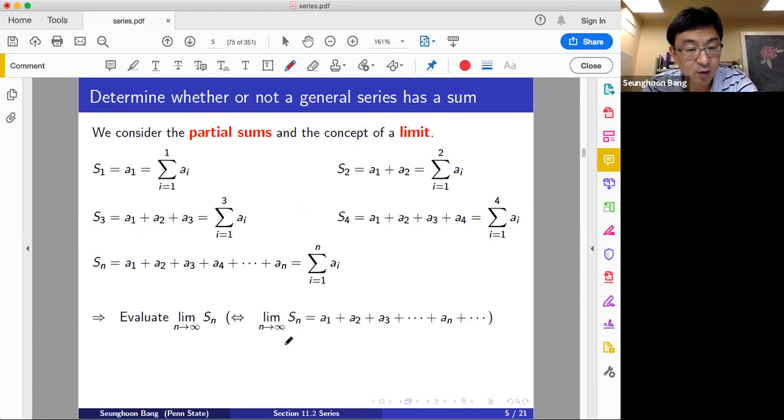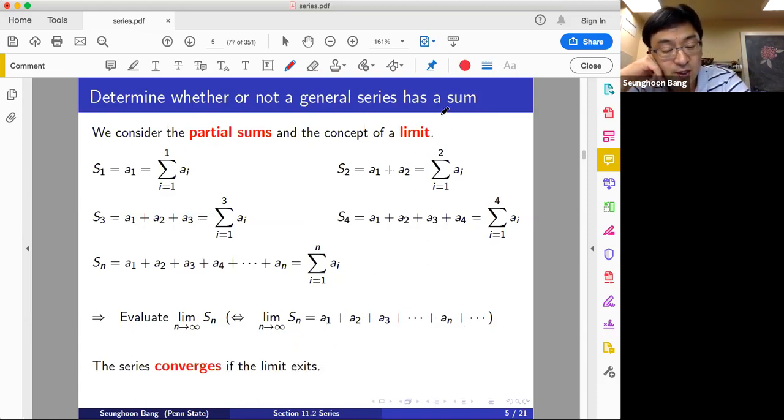What does it mean? The limit of Sn is exactly the series, the summation of infinitely many terms, by taking the limit. This is the whole idea for solving series problems: partial sum and limit. The series converges if the limit exists. The series diverges if the limit does not exist.